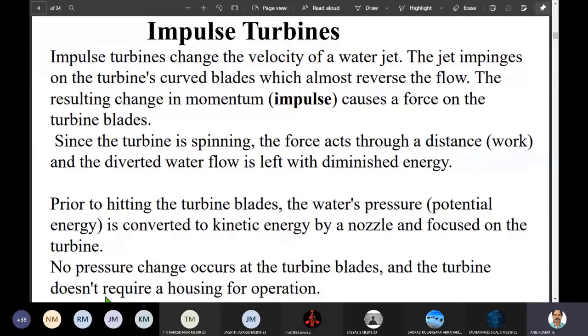See, impulse turbines. Very simple. It is given in a very simple language and all. I will share it in the group. Okay, so please go through them also. But meanwhile, I'll explain what the contents are very briefly.